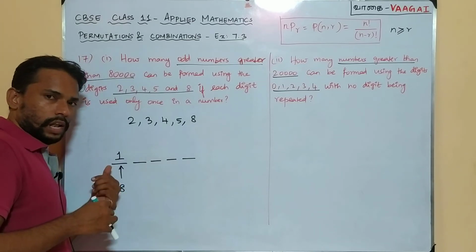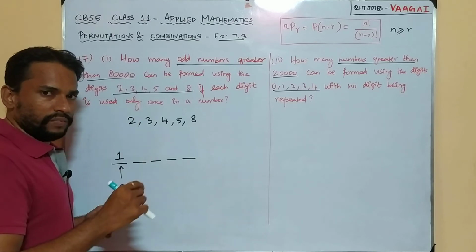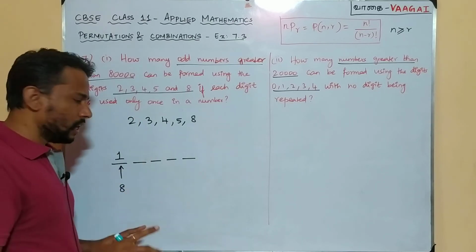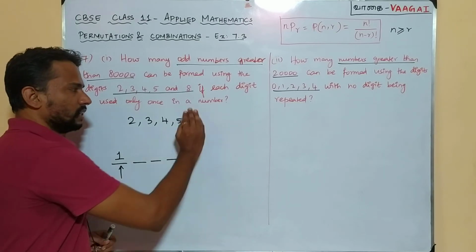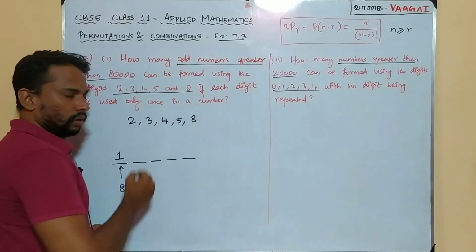That is, this will be filled in one way. That one way is I can fill this with 8 alone. That's it. Okay. That means we can fill this digit in one way. And that means this 8 is gone. We have got the other 4 digits.